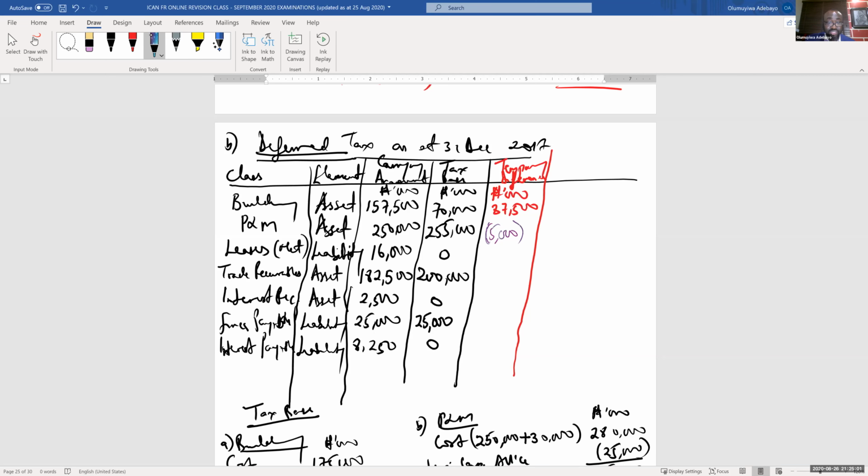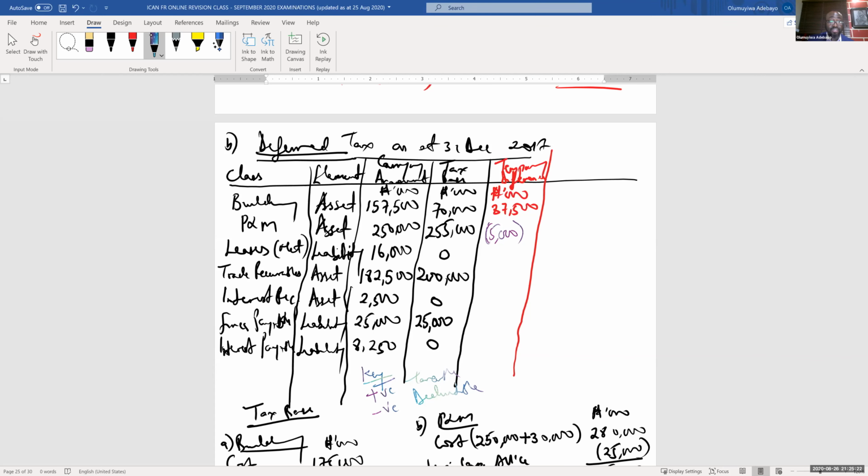Let me just put the key here. The key is: positive is taxable, and negative is what? Deductible. Let's take notes. Okay.